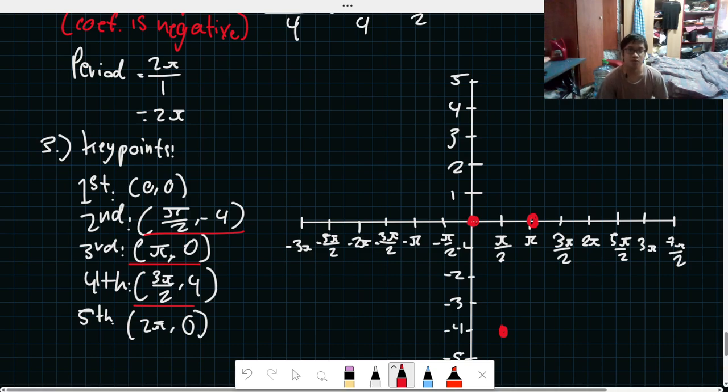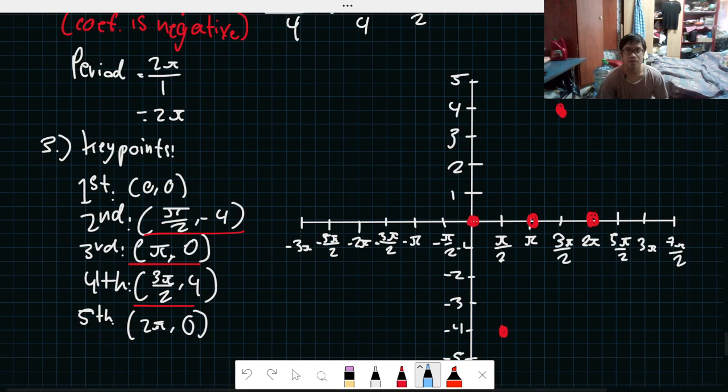Right, next, your fourth key point, 3 pi over 2, 4. So 3 pi over 2, then here, 4. Plot it, and it will give you here. And lastly, for your fifth key point, we have 2 pi, 0. So again, when your y is 0, it's on the x-axis. That's it. Then you can trace them.